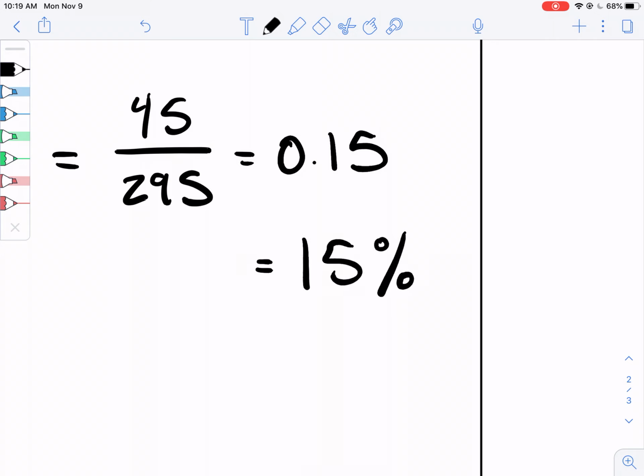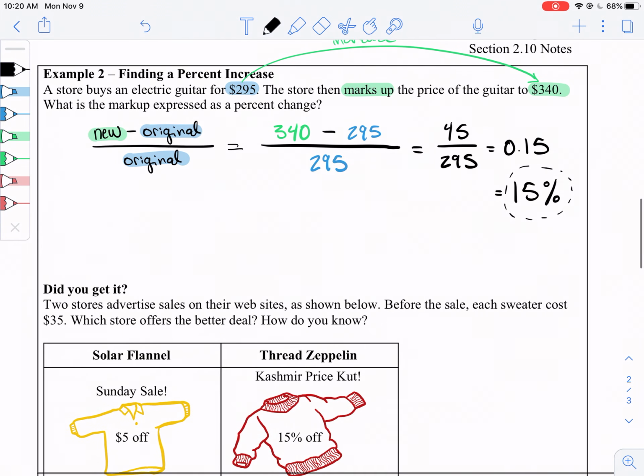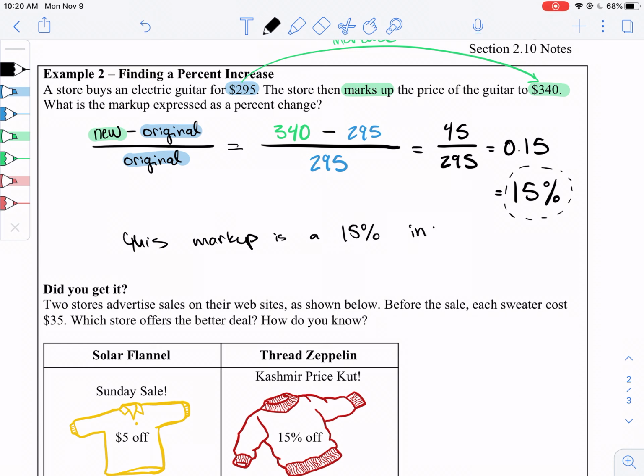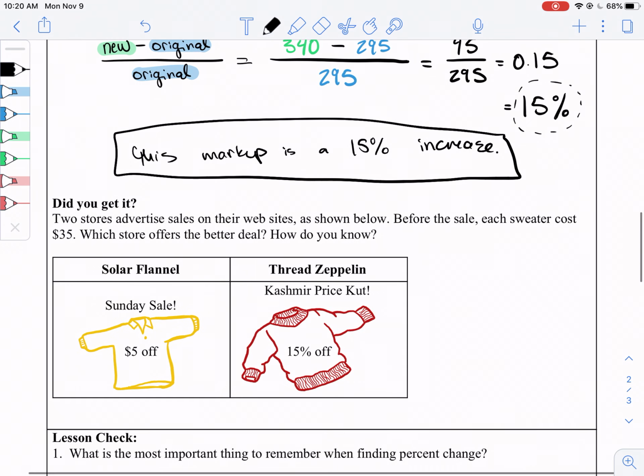Now we're not quite done. In order to have our answer make sense, let's put it in a complete sentence. We say this markup is a 15% increase. And I think that's pretty reasonable, but we'll see. Okay, so the final idea of the day is, do you get it?